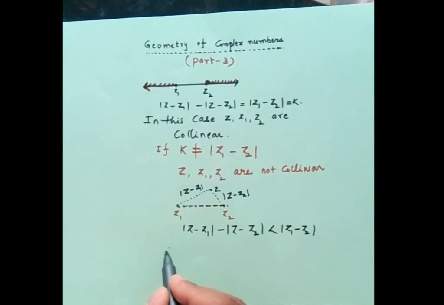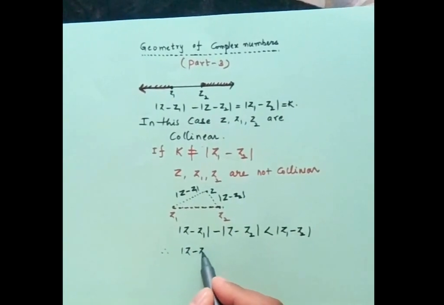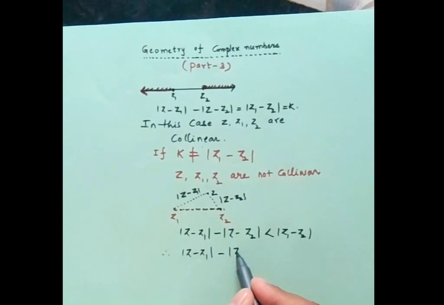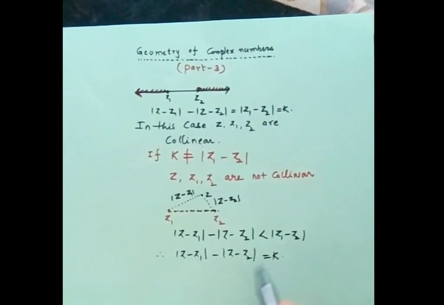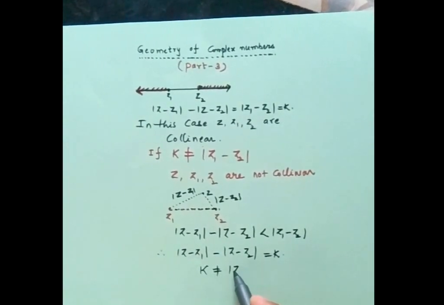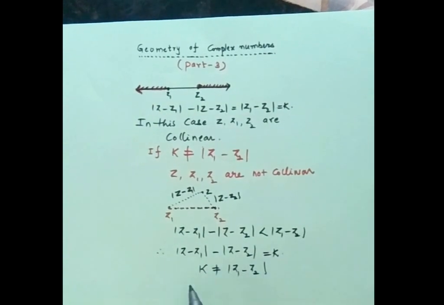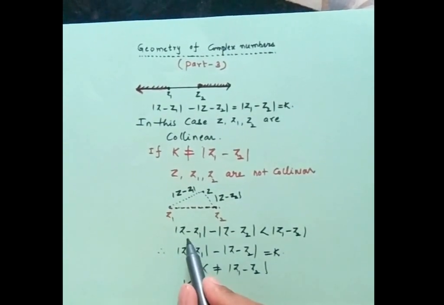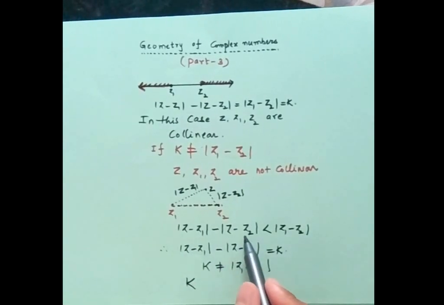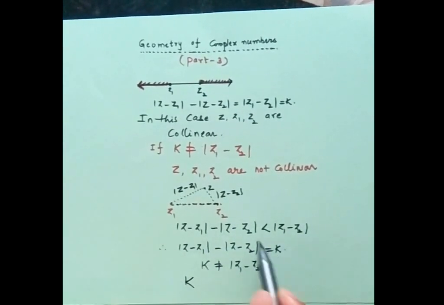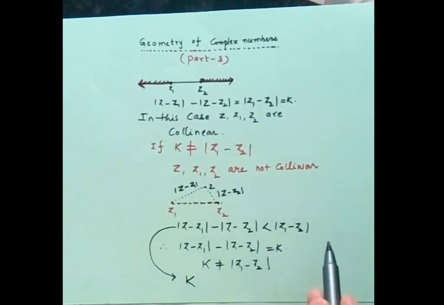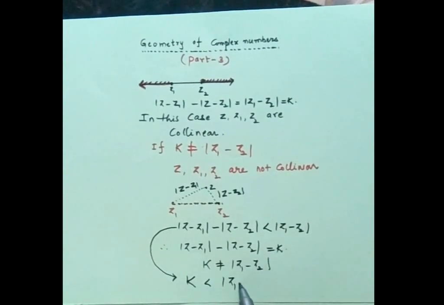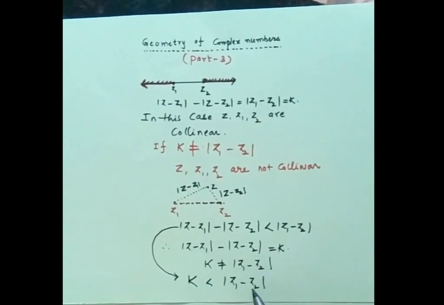So if we say, as in the beginning, modulus of z minus z1 minus modulus of z minus z2 equals k, where k is not equal to modulus of z1 minus z2, then we must have k, because the left hand side is what I supposed as k, less than modulus of z1 minus z2. So if k is less than modulus of z1 minus z2, then what is the locus?